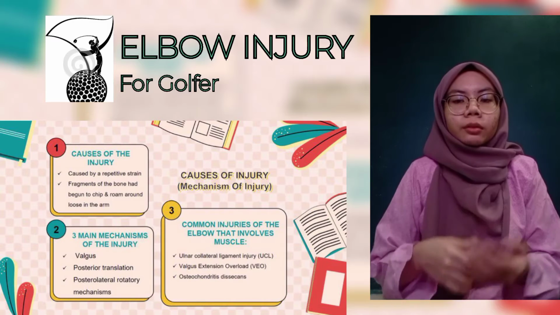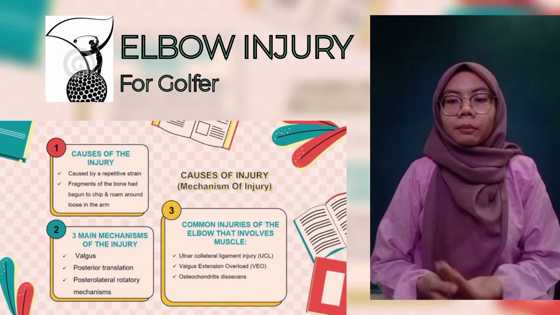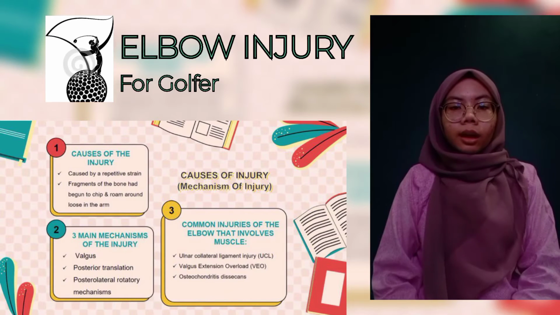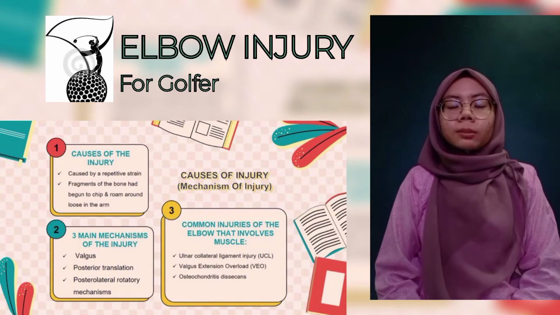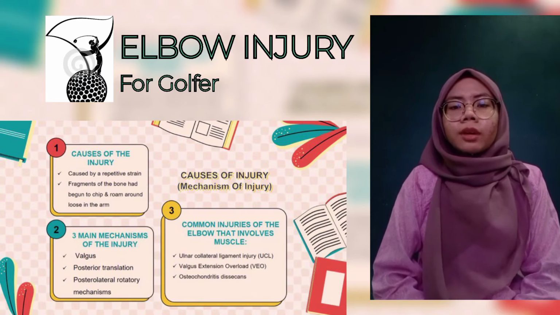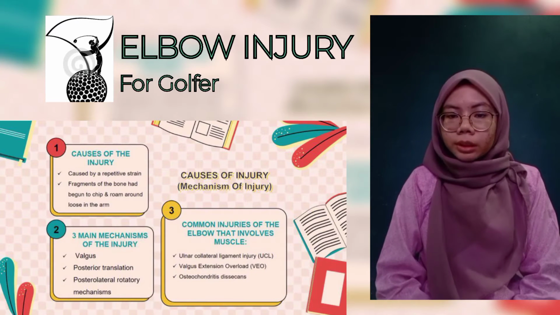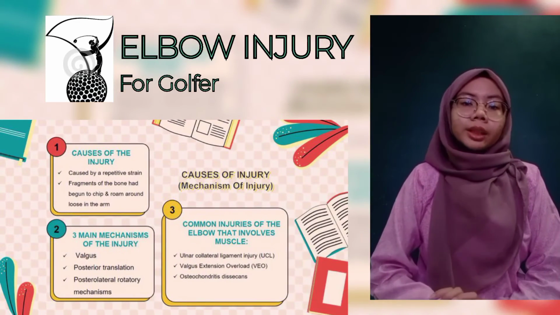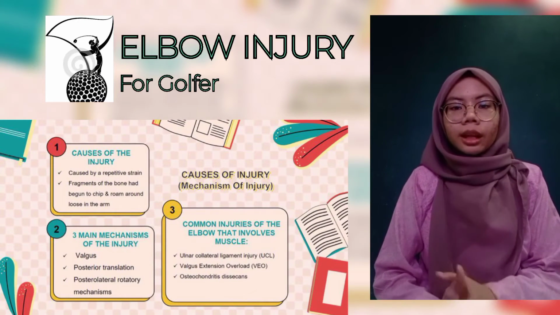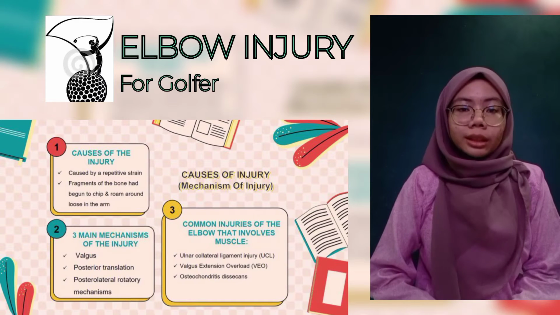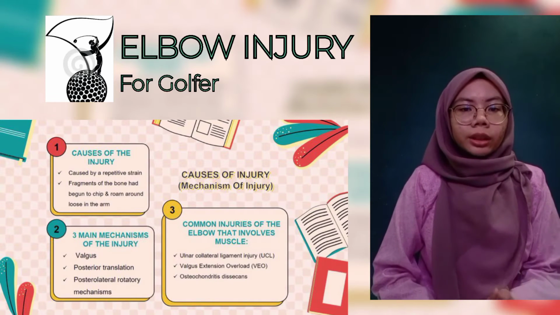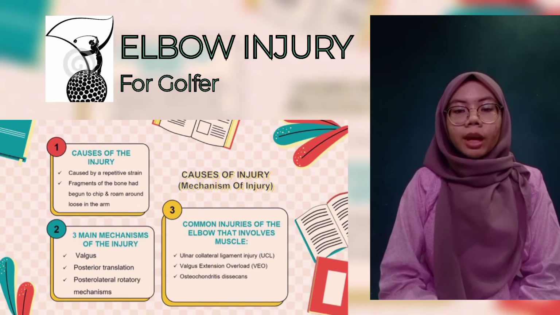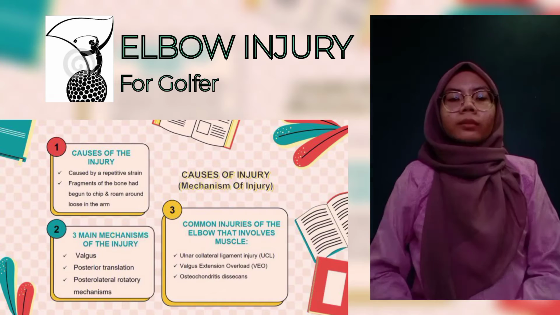Elbow injury occurs when a fragment of the bone begins to chip and roll around loose in the arm. Okay, the next point is the three main mechanisms of injury. The first one is the valgus stress mechanism, which is the most common and has a high injury incidence. The next one is posterior translation, and the last one is posterolateral rotatory instability, which is the most commonly encountered pattern of elbow instability.